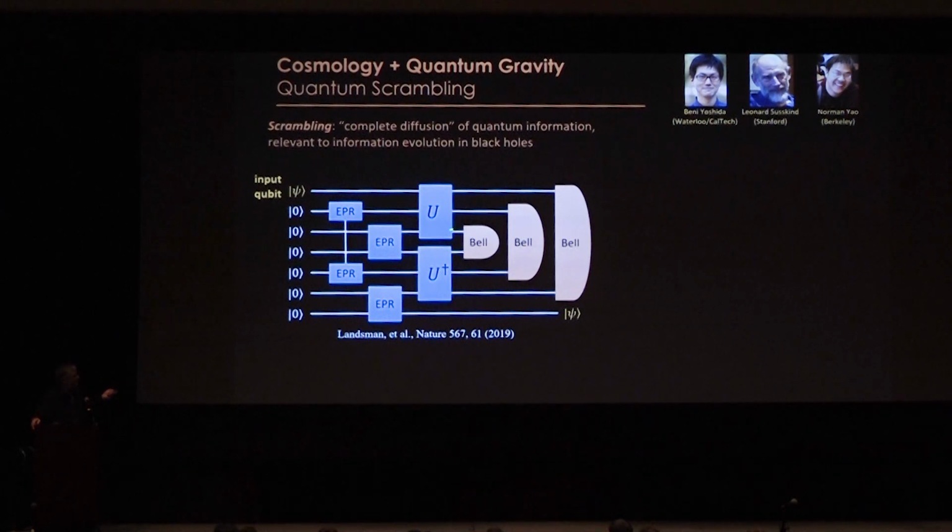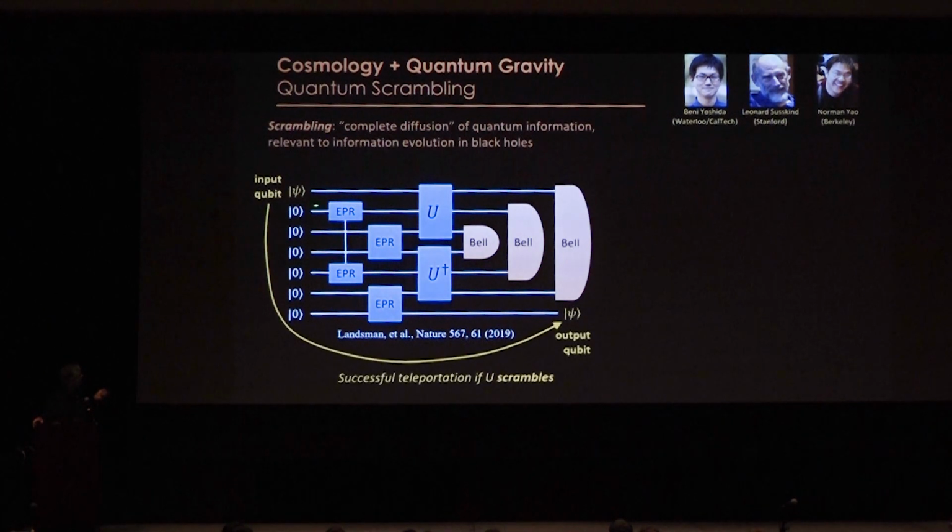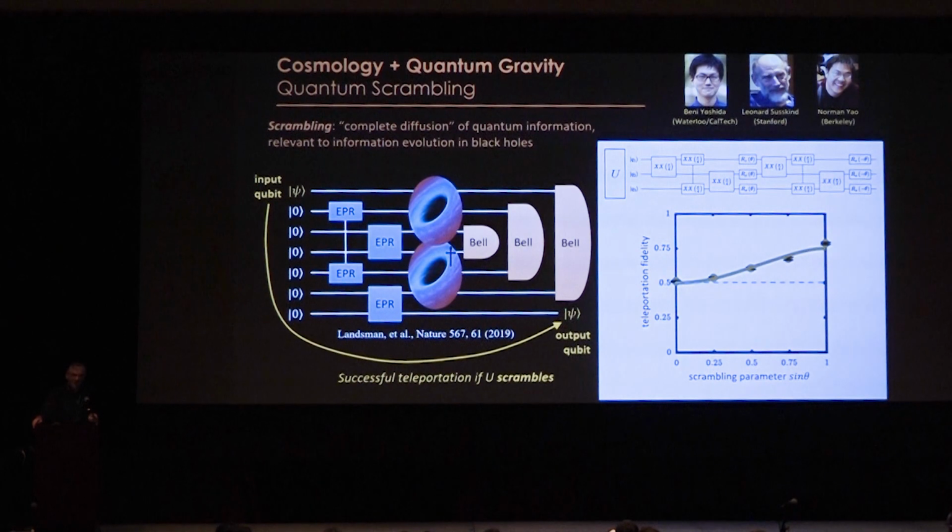And then we measure Bell correlations, Bell state detectors on any of these pairs. And it turns out, and this is kind of amazing, if the unitary scrambles, then this quantum state is teleported to the seventh rail, if and only if U scrambles. So you can think of this as simulating 2 black holes, one going forward and one backward in time, with 3 qubits. Yeah, that's a joke.